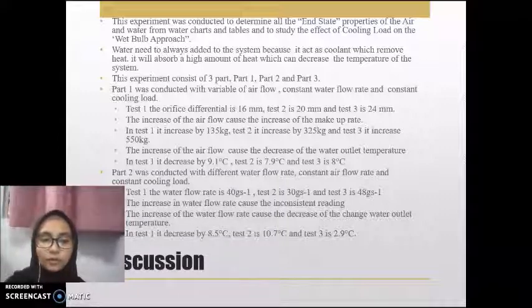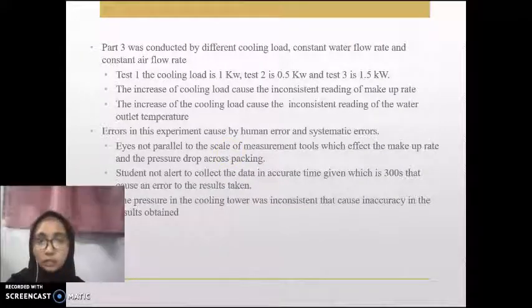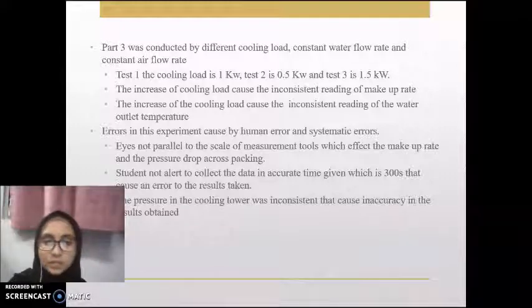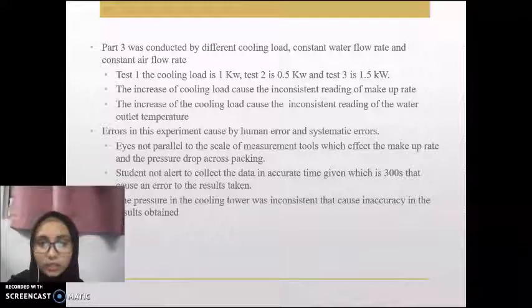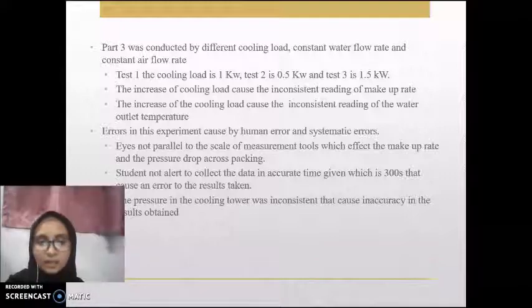Next, for part 3. Part 3 was conducted with different cooling load, constant water flow rate, and a constant air flow rate. Test 1, the cooling load is 1 kilowatt, test 2 is 0.5 kilowatt, and test 3 is 1.5 kilowatt. From the experiment, we can also see that the increase of the cooling load caused inconsistent readings of the makeup rate. The increase of the cooling load caused inconsistent readings of the water outlet temperature also.